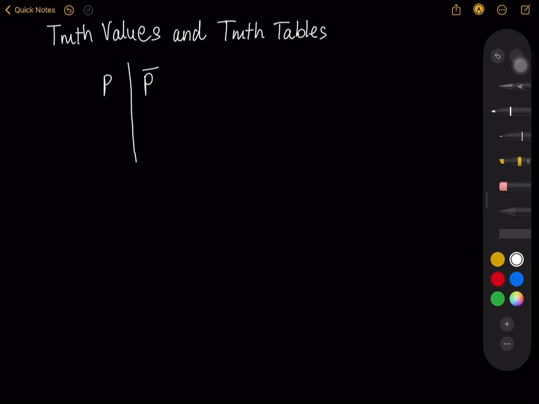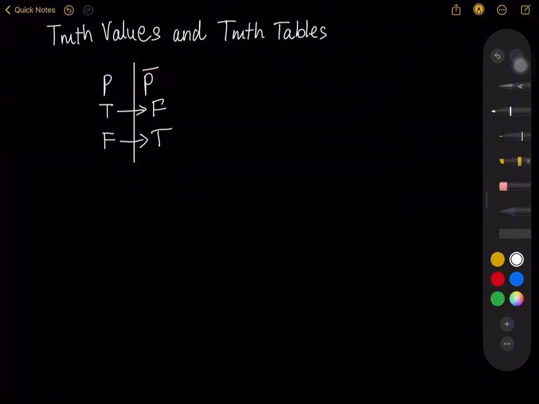And separate it, have true, false. Okay, so if P is true, then not P is what? Not P is false, right? Or if P is false, what is not P? Yep, not P is true.